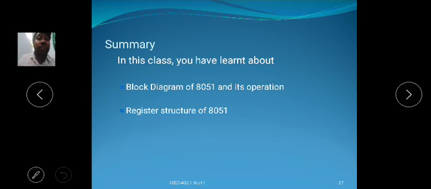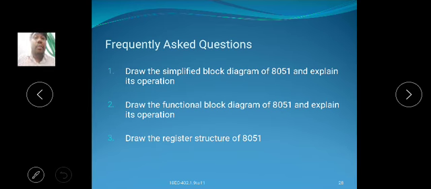In summary, in this class we discussed the block diagram of 8051 and its operation, the functional block diagram, that is the basic architecture of the 8051 microcontroller. What blocks are there, and what are the functions of each block? That is the first important discussion of this class. And the register structure of the 8051 microcontroller, and frequently asked questions.